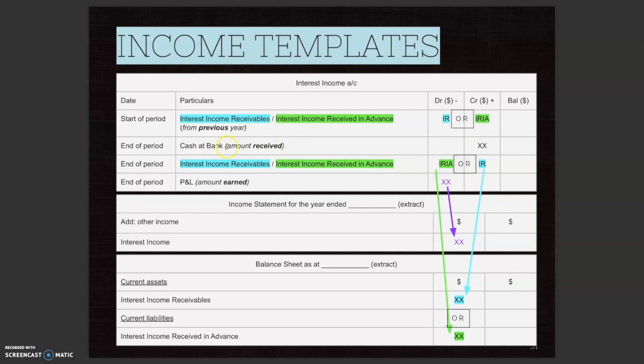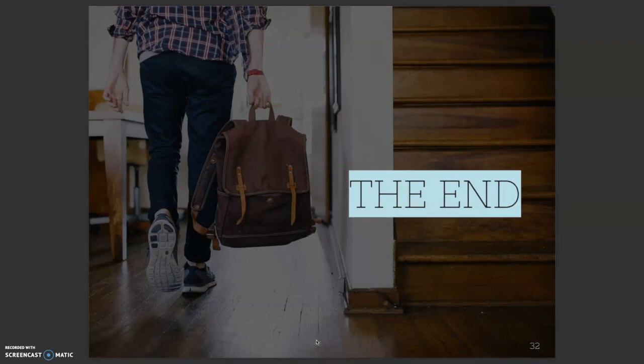Bear in mind that the cash at bank amount that you receive is recorded on the credit side because this is an income account, whereas the transfer of the amount earned to your profit and loss is recorded on the debit side. This amount is then transferred to P&L, to the income statement, and whatever amounts remain to be brought forward to the next year will be presented in your balance sheet either as a current asset or a current liability. With these two templates, you will be able to do most of the questions. That's the end of the lecture.